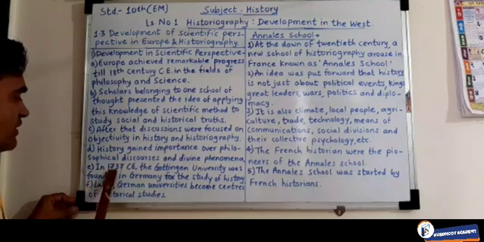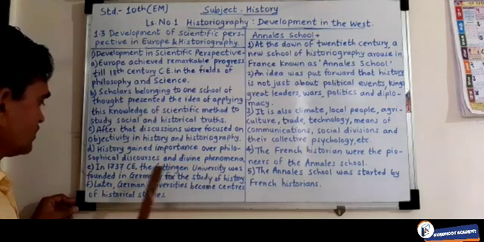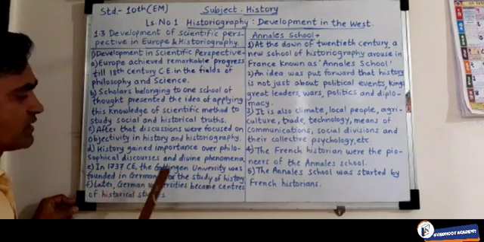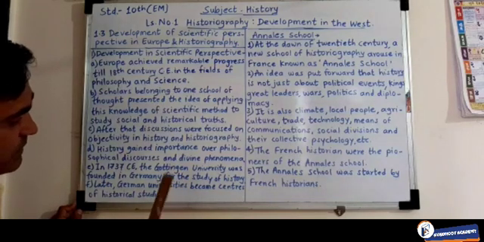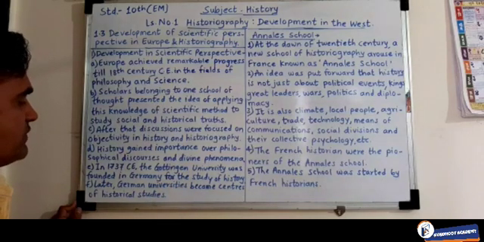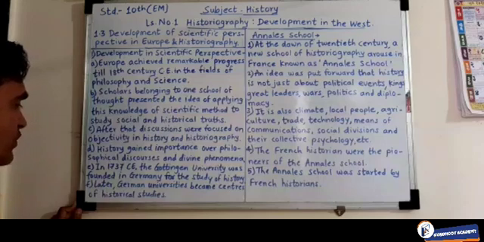In the year 1737 CE, that is Christian era, Göttingen University was founded in Germany for the study of history. There is a separate department of the history subject. Later, German universities became centers of historical studies.